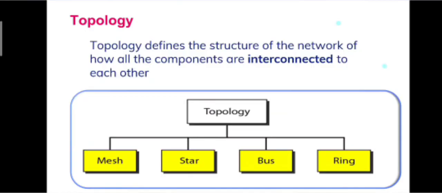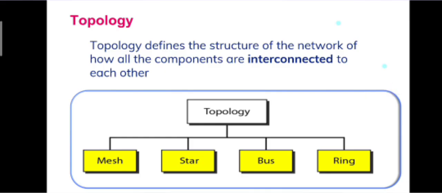Firstly, we will start with what network topology is. We have some nodes and we have to arrange these nodes so that we can establish communication among all the nodes. Topology means the arrangement of all the nodes of a computer network. The definition of topology is that it defines the structure of the network, of how all the components are interconnected to each other.